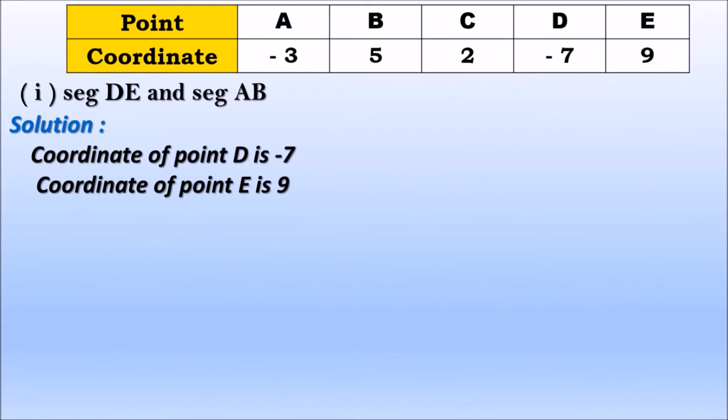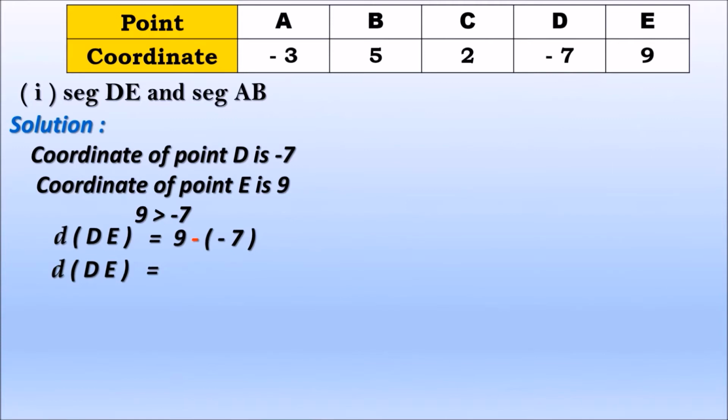So we will use a formula here. The distance between any two points is equal to the greater coordinate minus the smaller coordinate. So which coordinate is greater among minus 7 and 9? 9 is greater than minus 7. So here the greater coordinate is 9 and the smaller coordinate is minus 7. Therefore distance DE equals greater coordinate minus smaller coordinate. So the greater coordinate is 9 minus minus 7. Now minus into minus is plus, so it will be 9 plus 7. So distance DE equals 16.